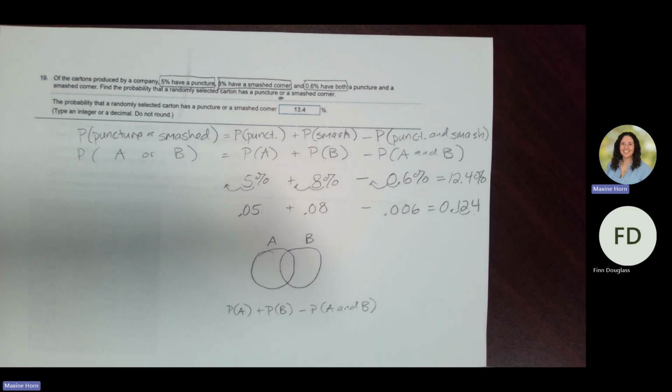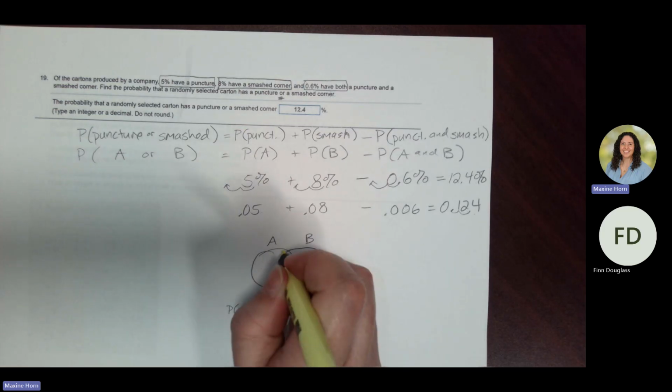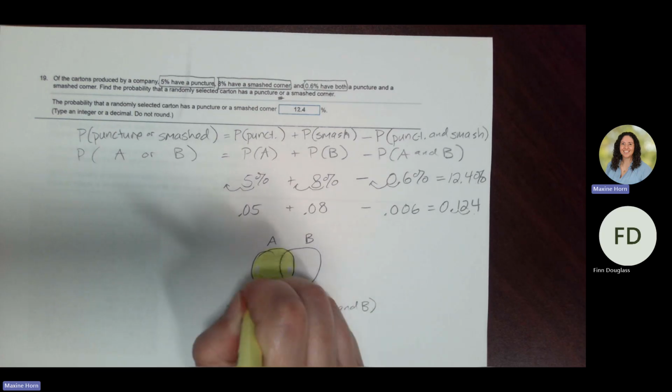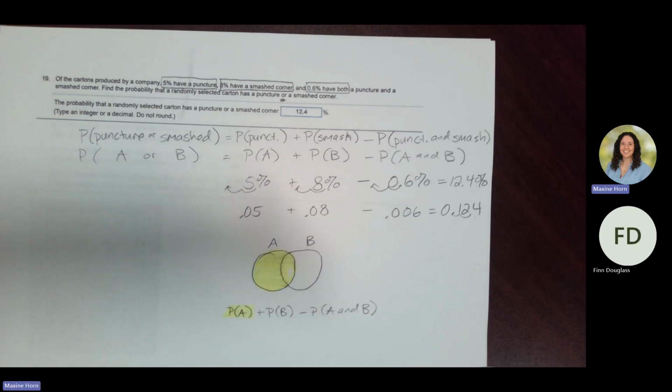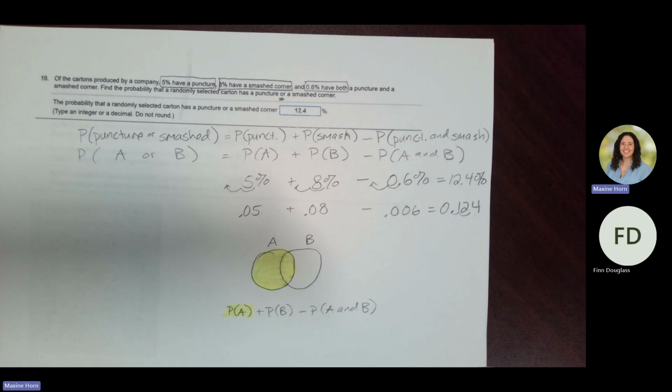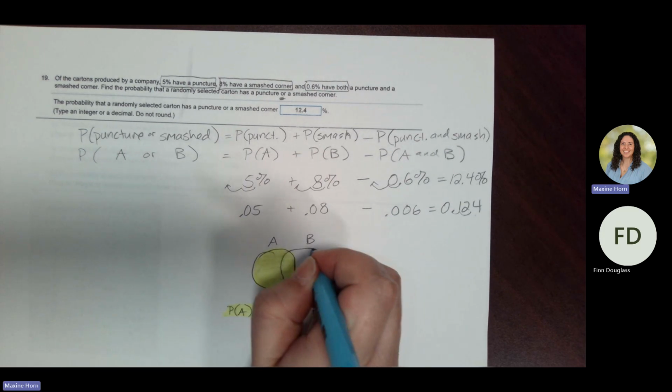So real quick, I'm just going to use my highlighters here. If we take the probability of A, so this whole thing, including this part here, and then we also want the probability of B. So that's this whole thing.